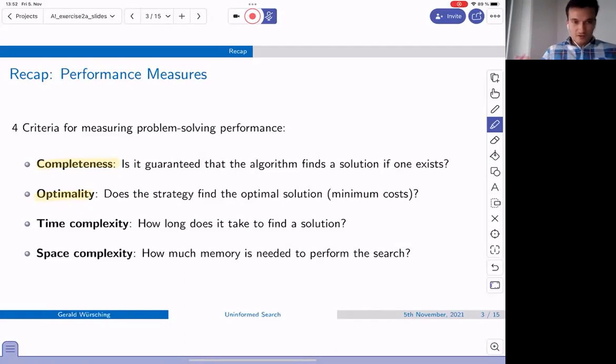Then we have 2 criteria referring to the complexity of algorithms: time and space complexity. Time complexity looks at how long it takes to find a solution, and space complexity looks at how much memory we need to perform the search. These are two very important measures when, for example, choosing appropriate hardware for our search algorithms. Time complexity would tell us what kind of CPU we need. Space complexity would tell us how much memory, how much RAM, we would need to implement this algorithm.